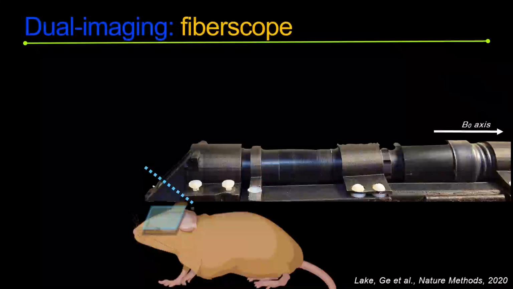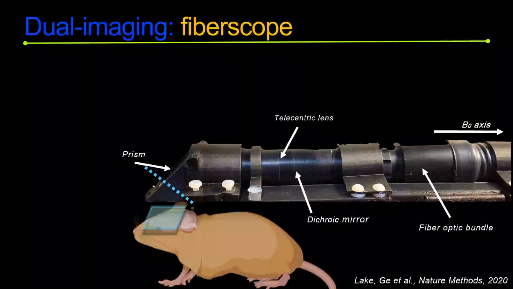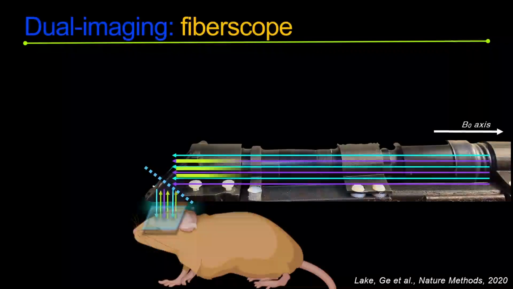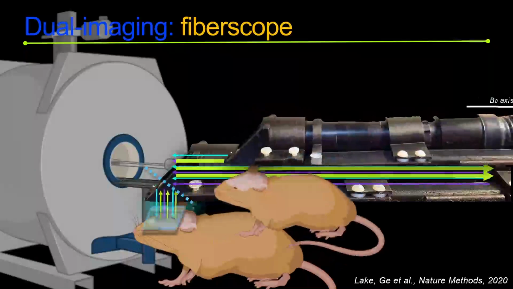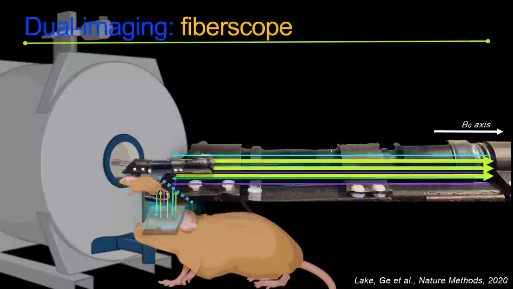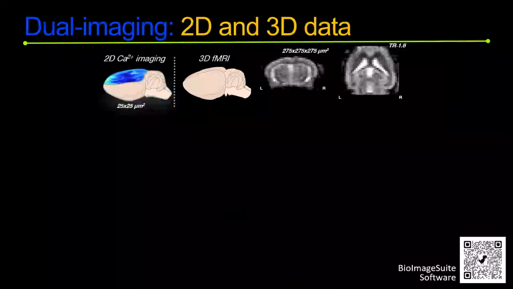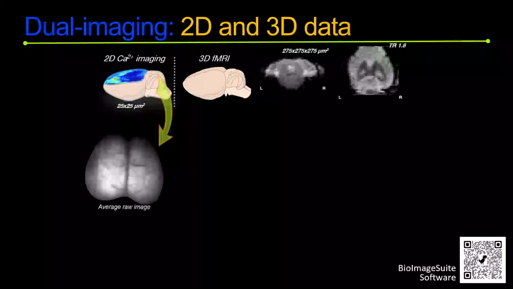And we acquired that by applying a fiberscope on top of the head of the mouse with the implant. The fiberscope is essentially a fiber optic bundle with some lenses and mirrors that allows us to deliver light onto the GCaMP positive neurons, and then we can record the activity of those neurons back in the same fiberscope. All of this, of course, is done inside the fMRI scanner. So that means that we can have simultaneous access of whole brain 3D fMRI data on one hand, and 2D calcium imaging data on the other hand.